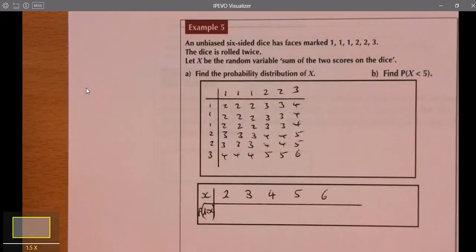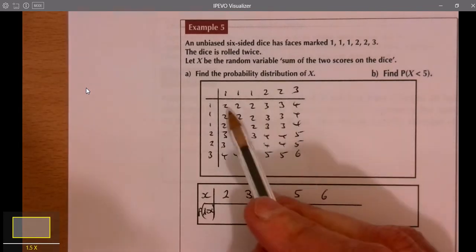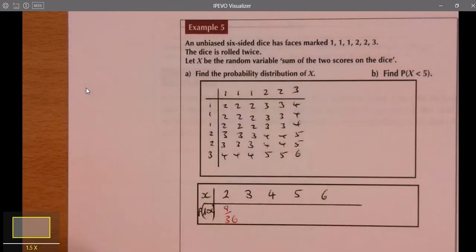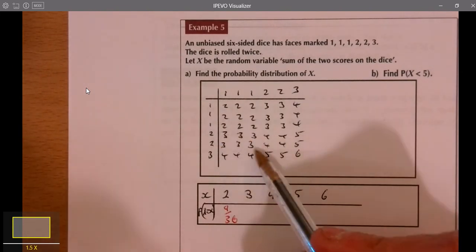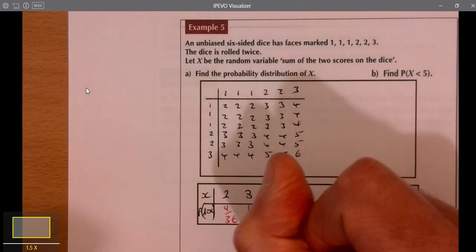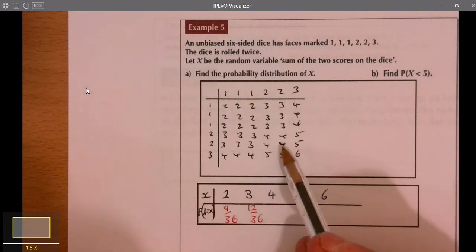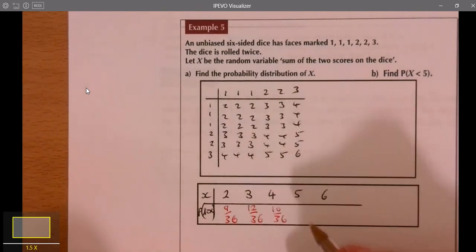How many times do we get a 2? Obviously all this is over 36. So we've got 9 over 36. Now again, I tend not to cancel these down yet. Obviously if I'm finishing the question I probably would. 3s: 1, 2, 3, 4, 5, 6, 7, 8, 9, 10, 11, 12. 12 over 36. And 4s: 1, 2, 3, 4, 5, 6, 7, 8, 9, 10. Okay, 5s: 1, 2, 3, 4.